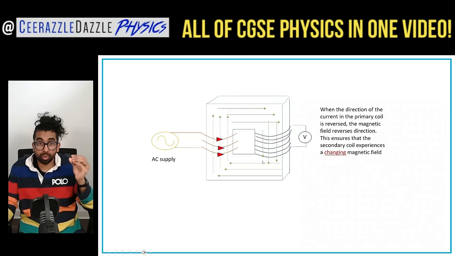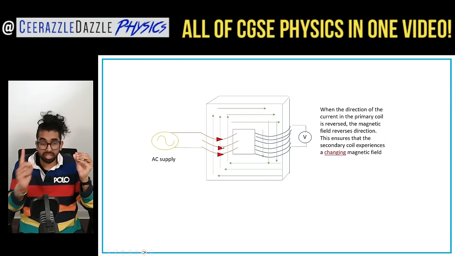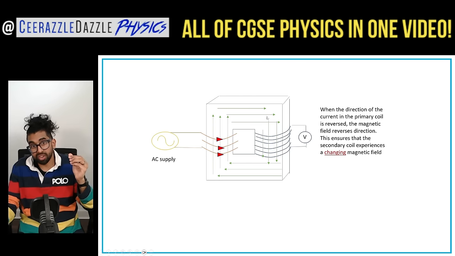In order to ensure that the magnetic field is constantly changing, I simply have to reverse the current in the primary coil. Because when I reverse the current in the primary coil, it swaps the direction of the magnetic field. You need to have a changing magnetic field in order to have a voltage being induced constantly.